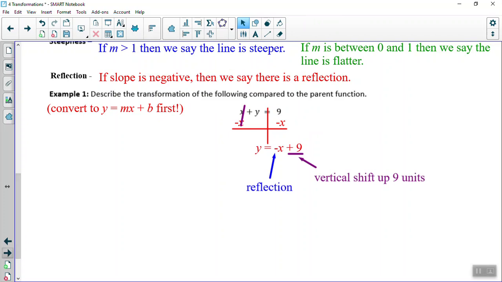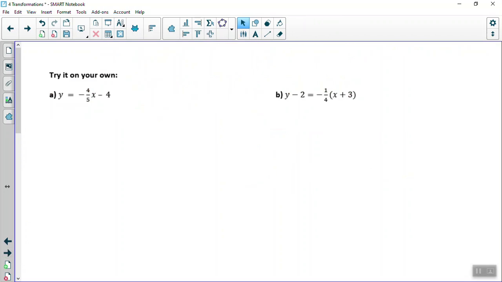So now, let's go to the next page. I'm going to take a look at these two examples, and then that's it. These are your try on your own. This one here is ready to go for you. This one you're going to need to convert into slope-intercept form before you can determine which transformations happen.